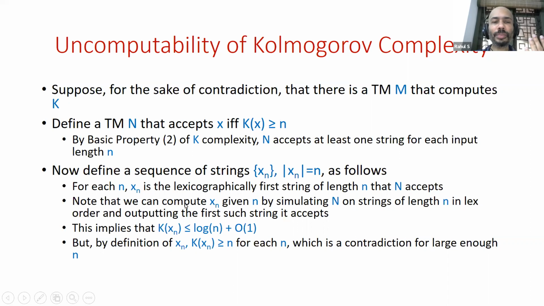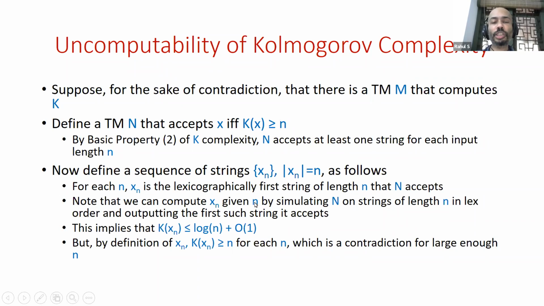Now there's a natural way to compute x sub n. If you're given what n is, then you can compute x sub n by just simulating the Turing machine N on strings of length n in lexicographic order, and outputting the first such string it accepts. There are 2 to the n strings. You just simulate them in order. On each string N either accepts or rejects. We know there's at least one string on which it accepts, and we're just going to output the first such string. That'll be x sub n. So that's clearly a way to compute x sub n.